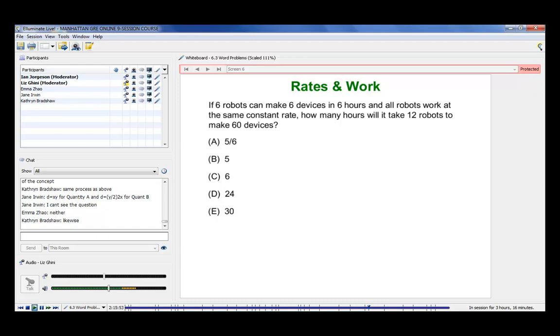Now this problem had a little zinger. We're talking about 6 robots making 6 devices in 6 hours, which is enough to make your head spin, and then asking about 12 robots making 60 devices. Jane, you answered first. You got it right. How did you deal with this whole thing of 6 robots and 6 devices in 6 hours? Do you want to talk or type?